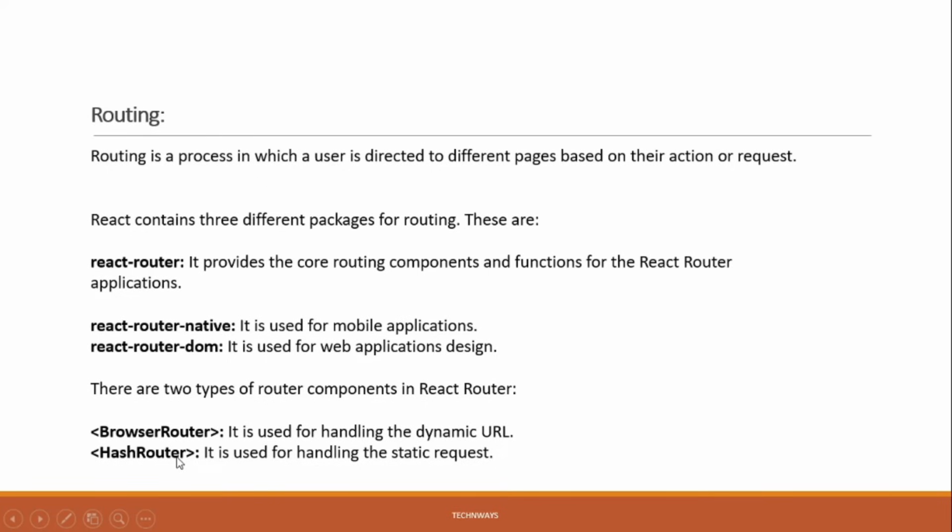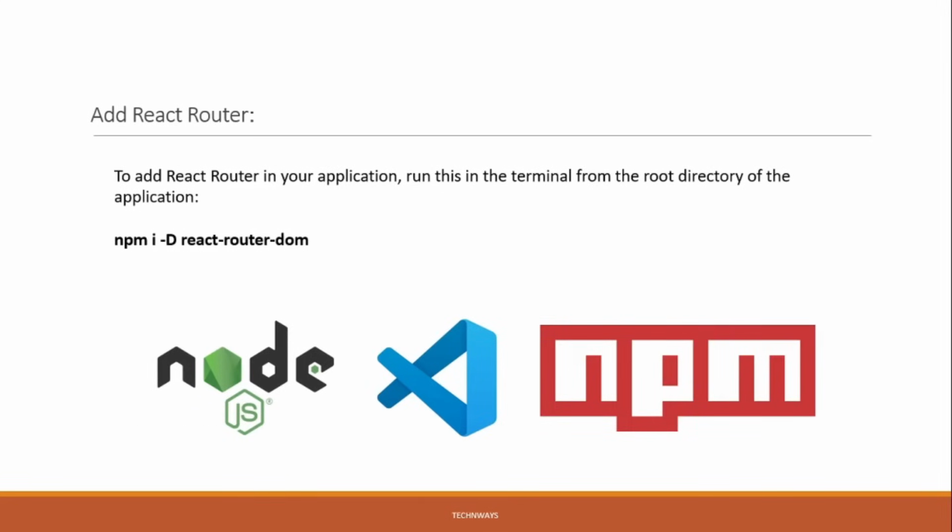And there are two types of React routers: one is Browser Router and one is Hash Router. Browser Router is basically used for dynamic routing, like if we are dynamically changing the URL, for that we use a Browser Router. If we have any static request, static URL, for that we use a Hash Router.